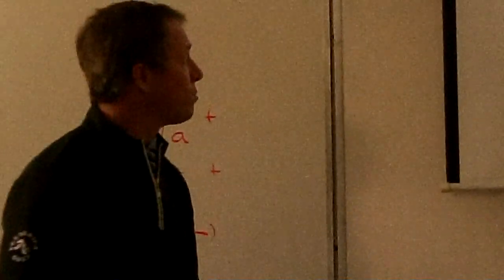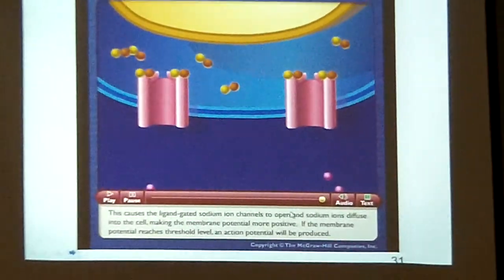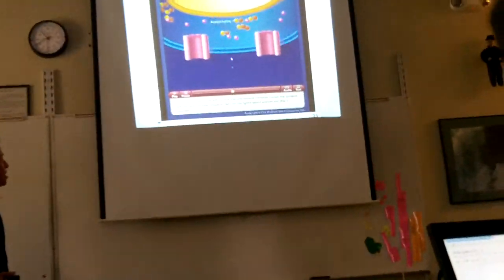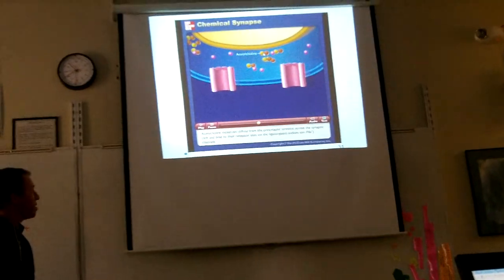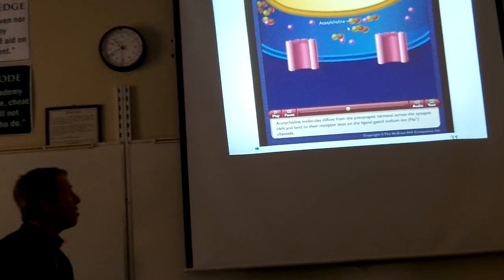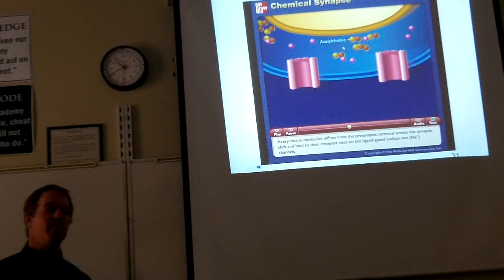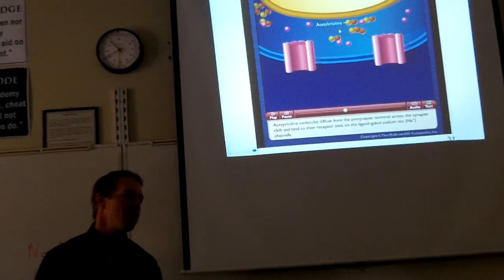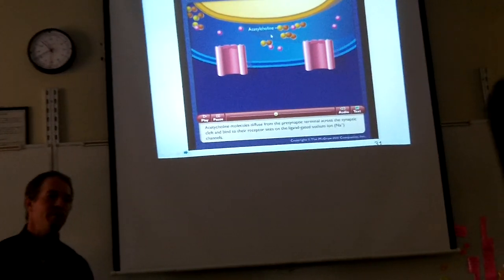So how far is the space between the two things? Micrometers. The space that these neurotransmitter molecules are crossing is very tiny. Acetylcholine is the name of one type of neurotransmitter. There's a bunch of different types. There's one called serotonin. There's one called dopamine.